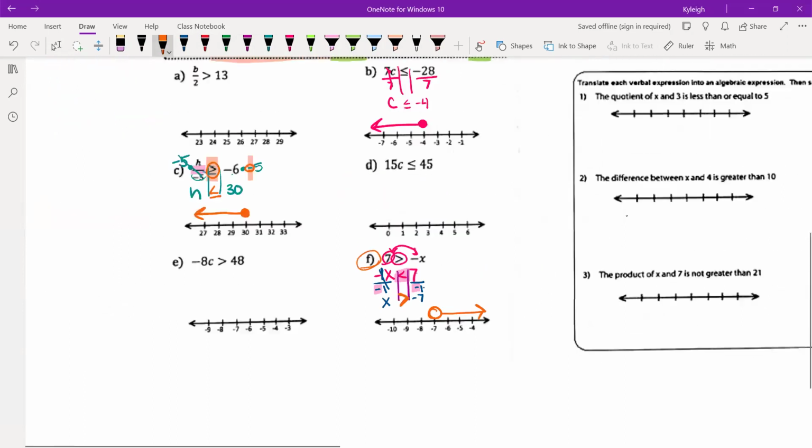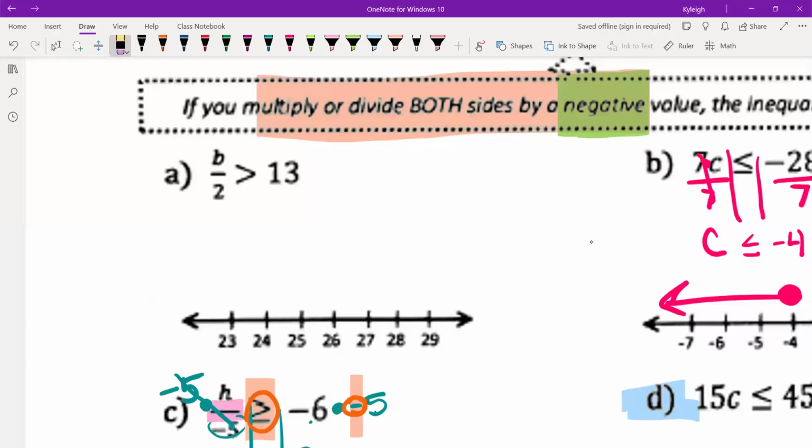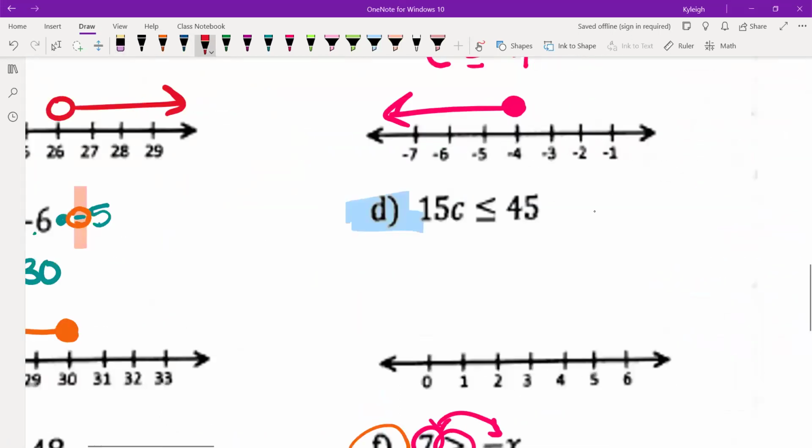All right. So now what I want you to do is go back and try A, D, and E on your own. Okay, so pause the video, try A, D, and E on your own. I'm just going to take you through those really quick for those of you that weren't sure what to do. So this is division, so you multiply by 2, those cancel. 13 times 2 is 26, so it's an open circle going to the left.